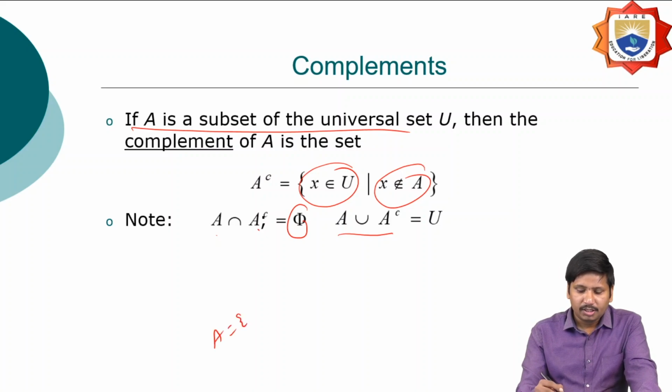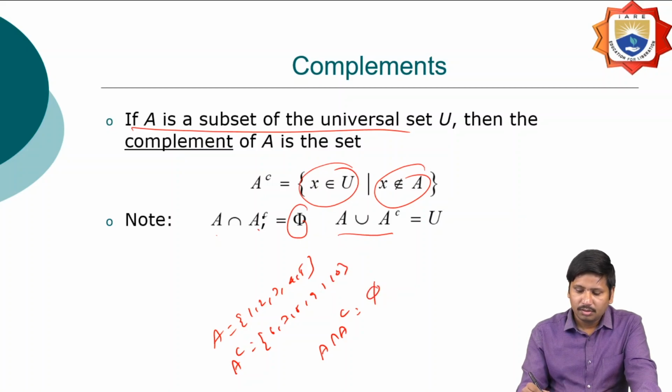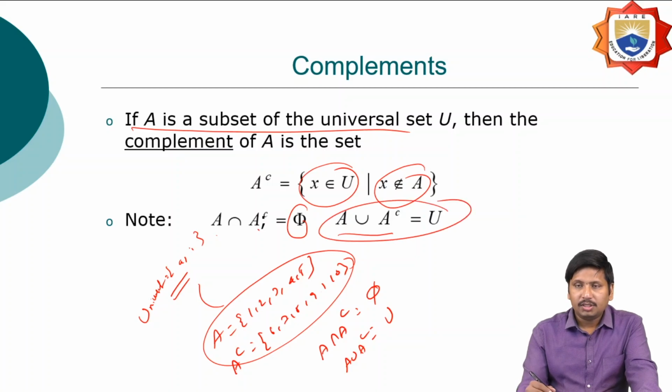So, for example, A is equal to 1, 2, 3, 4 and 5. A complement is equal to 6, 7, 8, 9, 10. If I write A intersection A complement, nothing is present. Similarly, A union A complement is equal to mu, so all the elements are present in the universal set, the set of alphabets and then the set of integers. So these are the formulas.